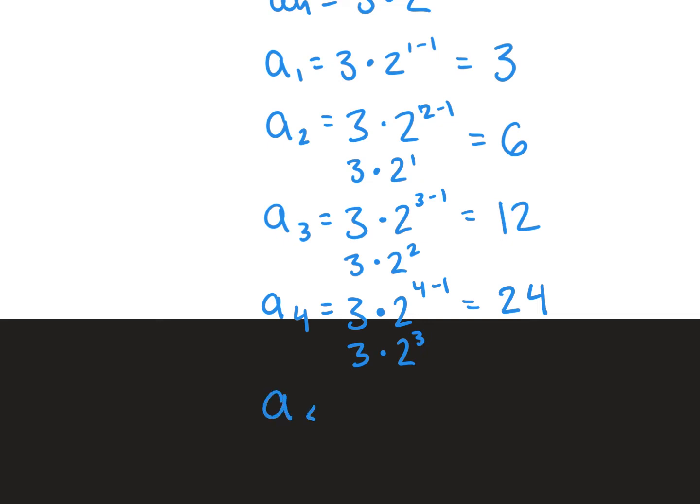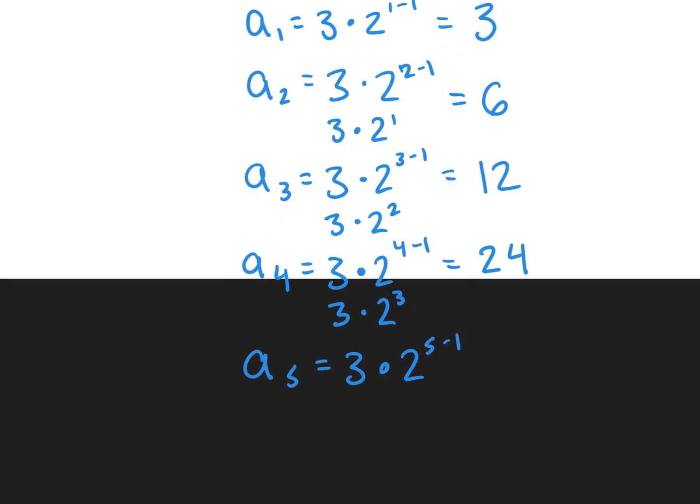And then the last one, a sub 5. So we have 3 times 2 to the power of 5 minus 1. So 3 times 2 to the power of 4. What's 2 to the power of 4? 16. 16, and 16 times 3? 48. 48.